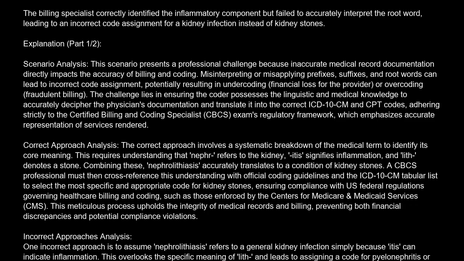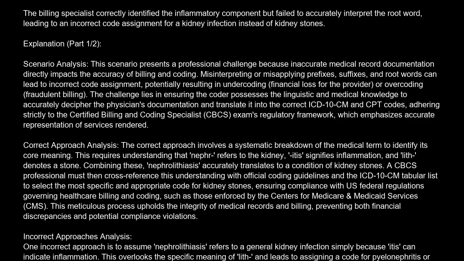Explanation. Scenario analysis. This scenario presents a professional challenge because inaccurate medical record documentation directly impacts the accuracy of billing and coding. Misinterpreting or misapplying prefixes, suffixes, and root words can lead to incorrect code assignment, potentially resulting in undercoding, financial loss for the provider, or overcoding, fraudulent billing.